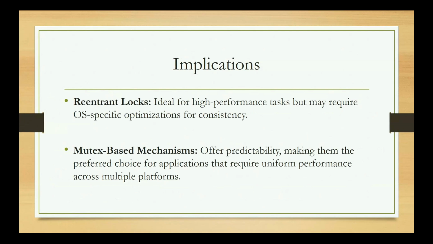So the implications are that reentrant lock is ideal for high performance, as we have said, and mutex-based mechanisms offer predictability. And I guess that tells us why it's more popular than the other ones.